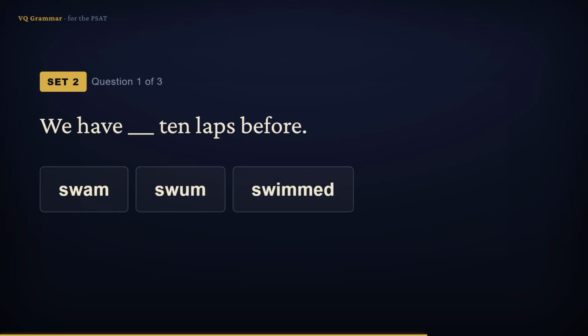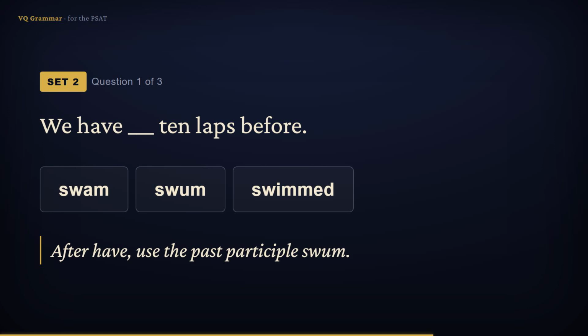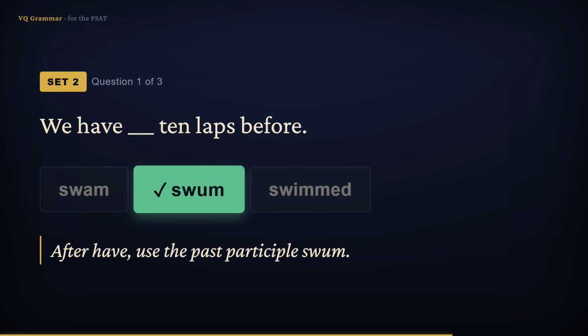We have blank ten laps before. The helper have tells us to use the past participle of swim, which is swum. Swam is the plain past, so it can't follow have. So the answer is swum.